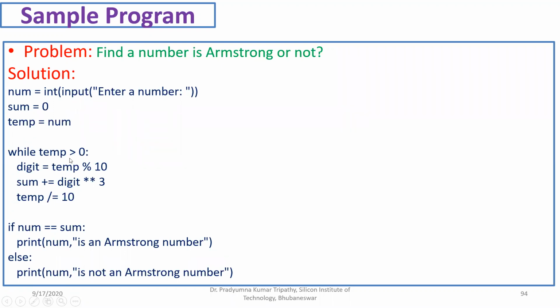So 15 is greater than 0, so it will find 5, the last digit 5 will be taken out. 5 to the power 3, 125 is added to 27. Then 15 is divided by 10, it will become 1. 1 is greater than 0, so modulo gives 1 to the power 3. So when it comes out, what is the value of sum now? That will be compared with num. If it is the same, it is Armstrong, or if it is not the same, this is not an Armstrong number.